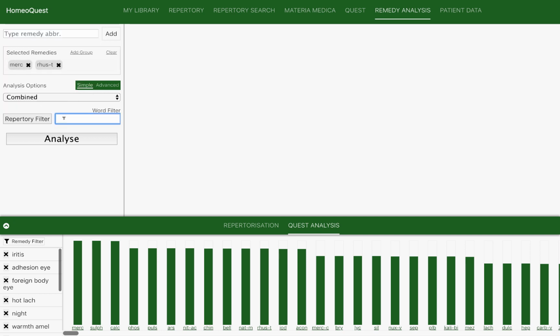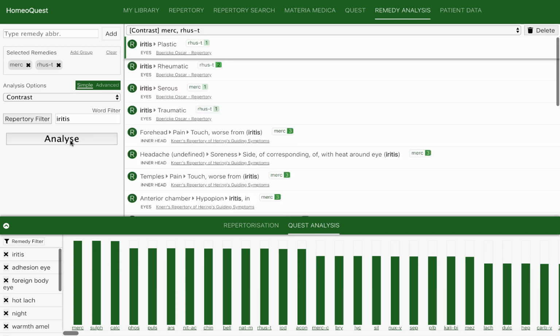And we're going to look at all the iritis symptoms of Merc and Rhus tox and contrast them. The reason we're doing it is we wanted to get a flavor of what's happening here. All right, so let's look, analyze, and check. When you do a contrasting, you get rubrics where Rhus tox is present but Merc isn't, and rubrics where Merc is present but Rhus tox isn't.